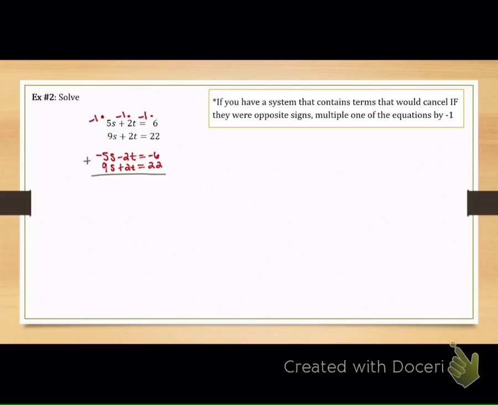So, negative 5s plus 9s is? 4s. Negative 2t plus 2t is? 0. And then negative 6 plus 22 is? 16. So you solve for the remaining variable. 20 minus 6 or 22 minus 6? Are you on a different problem? 14.